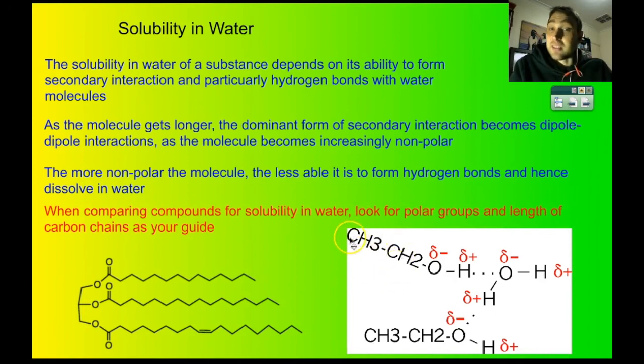So here we have an alcohol. This is ethanol. So we've got a very polar hydroxyl group that can make hydrogen bonds with water molecules. So it's small. It has a functional group that can make a secondary interaction with water. In this case, it's a very strong secondary interaction. It's a hydrogen bond, so that will make it very soluble in water.